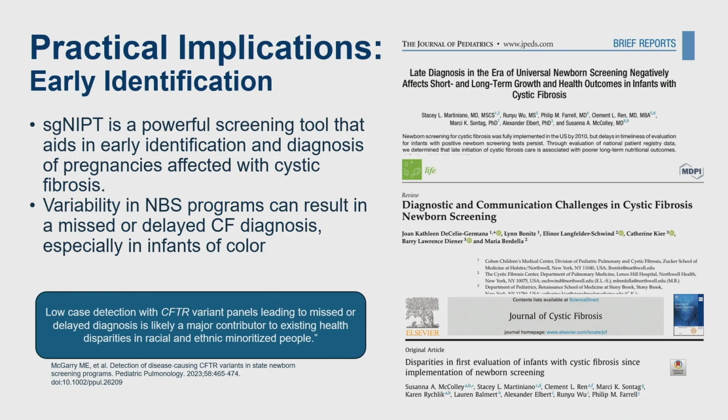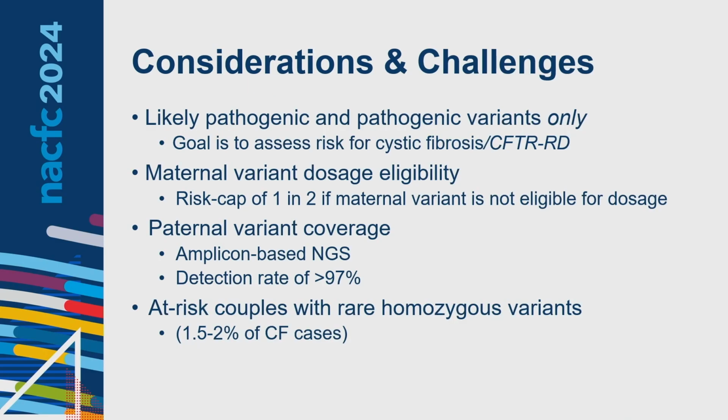Yeah, great question. I didn't go into a ton of detail, but when we think about paternal variant coverage, when we are doing that CFTR sequencing on the cell-free DNA and looking for those distinct paternal variants, it is an amplicon-based NGS platform. What that means is it's not comprehensive sequencing, but these amplicons are based in all of the exons of CFTR, and there's very little coverage that's missed, but the paternal variant detection is greater than 97%.